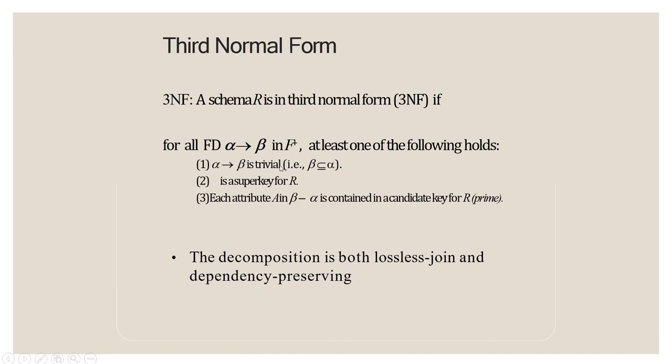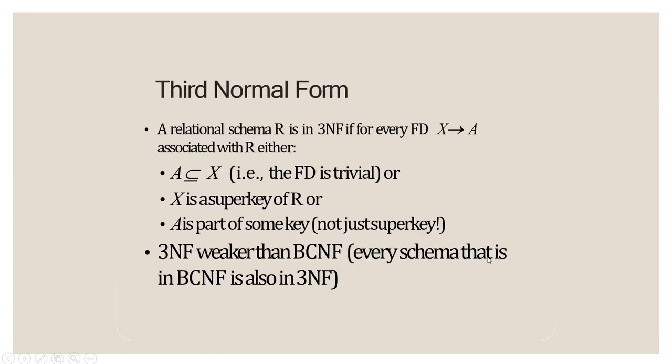Each attribute in beta minus alpha, so the right-hand side minus the left-hand side, is part of a candidate key. We call this prime. I know that doesn't make a whole lot of sense, so we'll look at an example and it'll be easier to understand. Whenever we do this 3NF decomposition, it's guaranteed to be both lossless as well as dependency preserving.